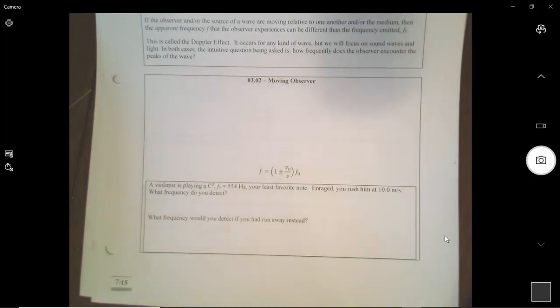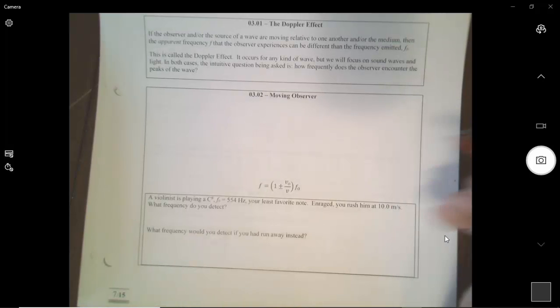Hi. So now we're going to talk about the Doppler effect. You should have seen the other link that I posted to another YouTube video made by another physics teacher about how the Doppler effect works. That's primarily for a moving source, but at the end he briefly discusses a moving observer. We are going to talk about calculating the effects of the Doppler effect.